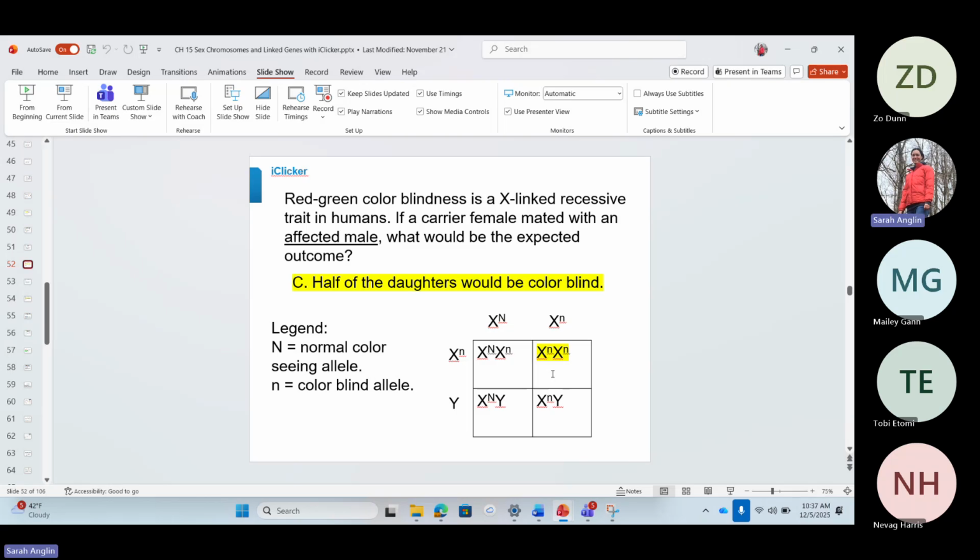Okay, any questions about chapter 15 before I go on to 19?